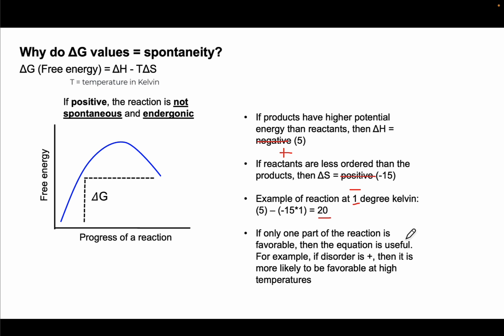If only one part of the reaction is favorable, then the equation is really useful. I was just talking about generalities here. For example, if disorder is still positive, then the reaction is more likely to occur and be favorable at higher temperatures. So that's the relationship with Kelvin. These are just some examples to help clarify how this equation works. But overall, you should be able to understand what the values of delta G mean, what the individual letters in the equation represent, and when a reaction is likely to be spontaneous. And we'll talk more about this in class.